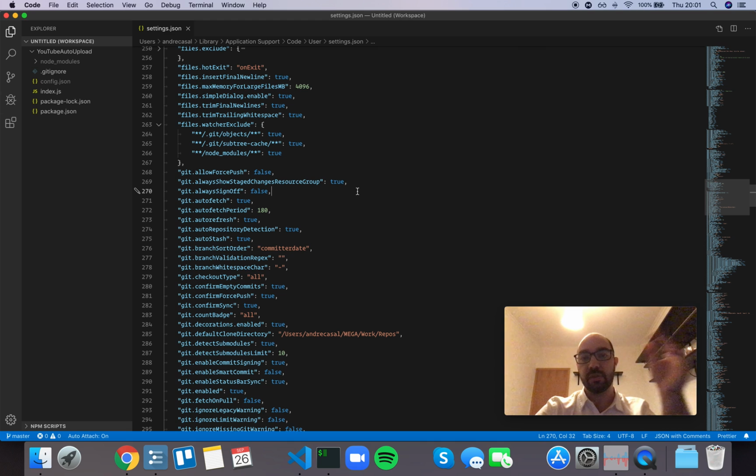So people use it for various reasons. And this is what the setting controls. You either always sign off on all the commits you make, or you don't. I don't find this to be particularly useful for me, so I'm going to leave this one as false.